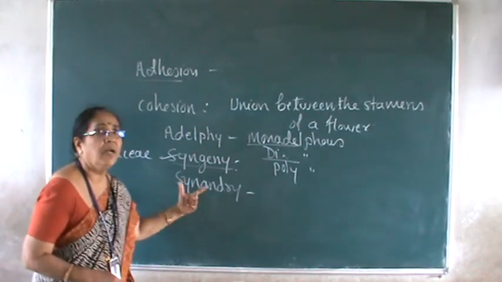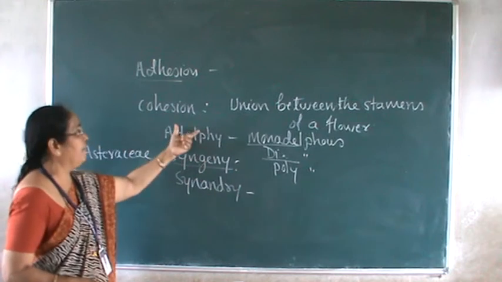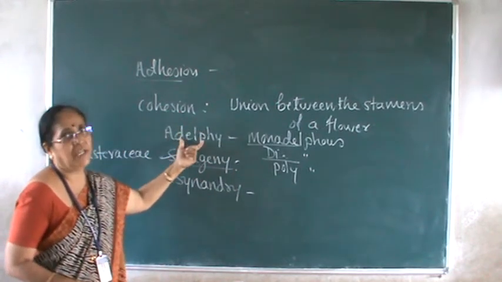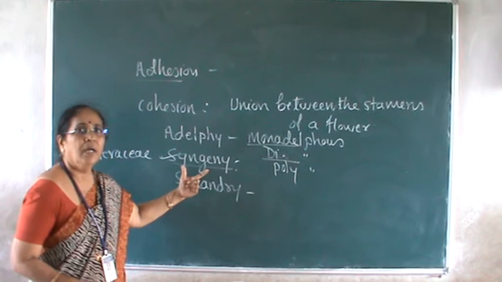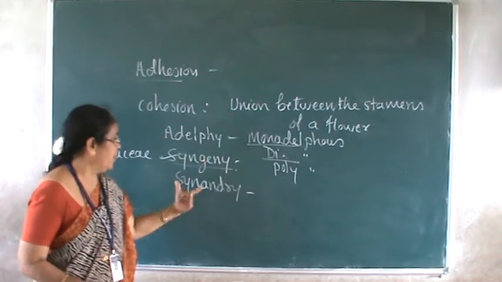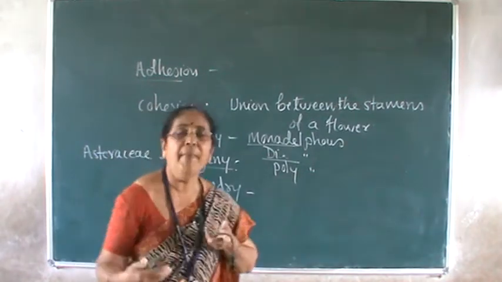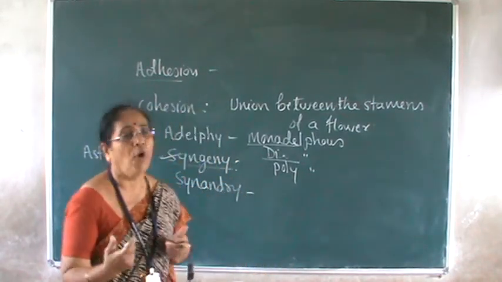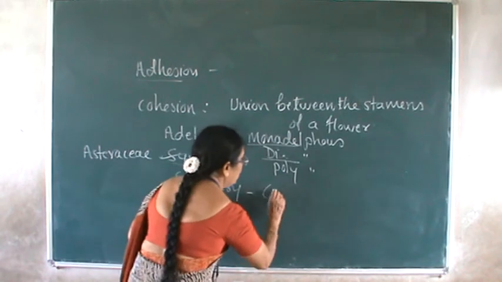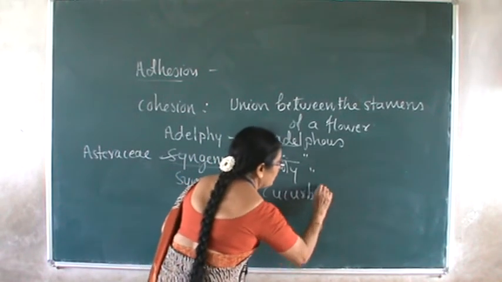Synandrous condition, here both are going to fuse. Adelphous: anthers free, filaments fused. Syngeny: filaments free, anthers fused. Whereas in the case of synandry, the anthers are also fused and the filaments are also fused to form a solid column. This is found in the members of Cucurbitaceae.